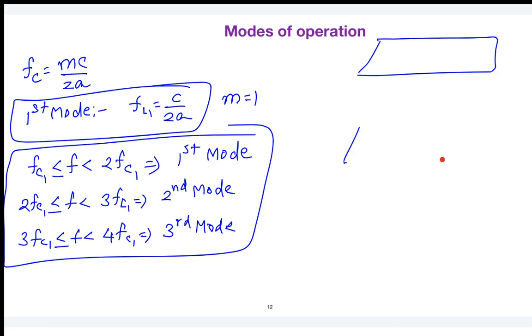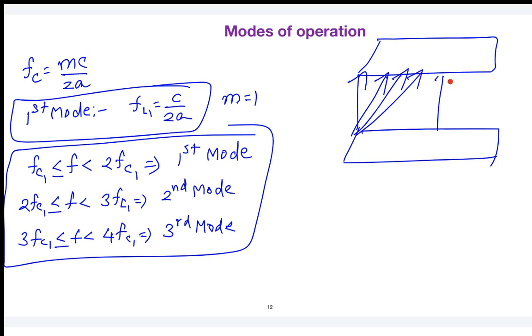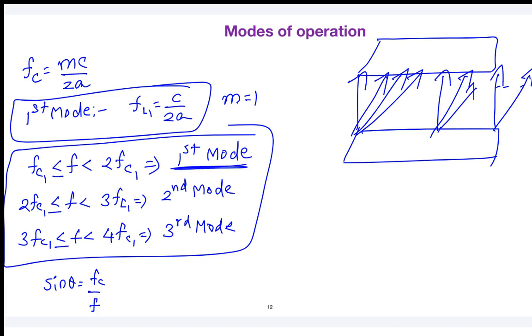As I said, in the first mode you will have a group of frequencies. Similarly, you will have a group of frequencies in the second mode and third mode. So what is the basic definition for wave angle? Here you have to concentrate. The wave angle definition is sine theta equals Fc by F. But when you are talking about a particular mode, if you define the wave angle in that mode, you have to consider that particular cutoff frequency. What is the cutoff frequency for the third mode? 3FC1. Yes, cutoff frequency means starting frequency.